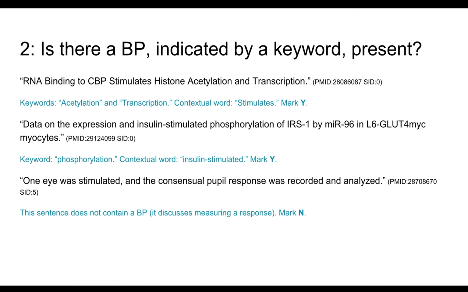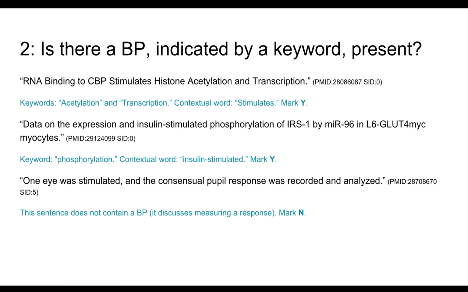Here are some more examples. The first sentence here has 2 BPs. The first, histone acetylation, contains the keyword acetylation, which gives valid BP search results in QuickGO. The second BP is one word, transcription, which is listed in the common keywords table and also appears in BP results when searched for using QuickGO. The second example contains the keyword phosphorylation. This word also appears as a BP in a QuickGO search. Mark this sentence as Y.